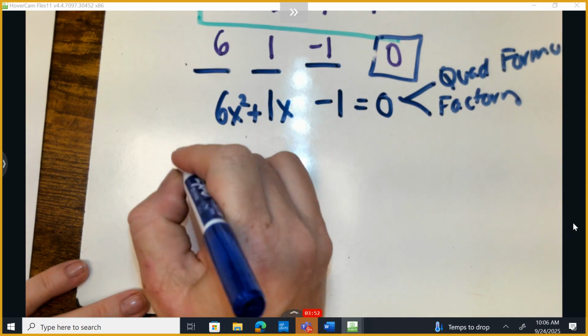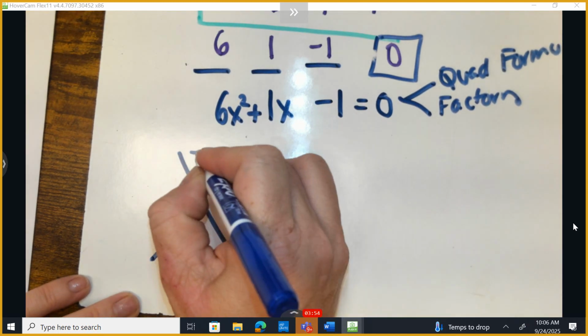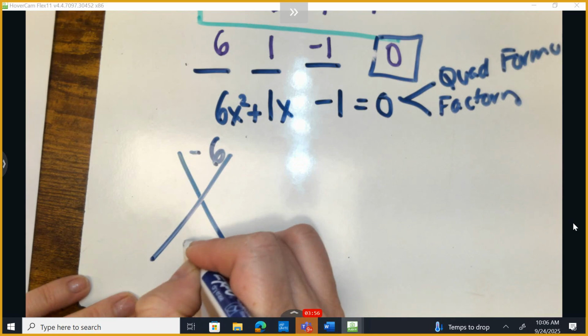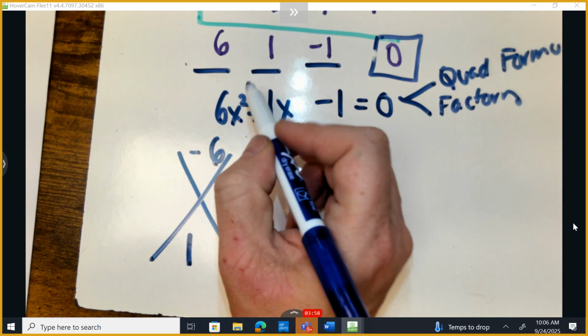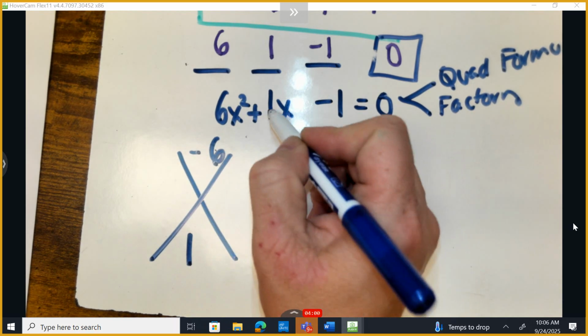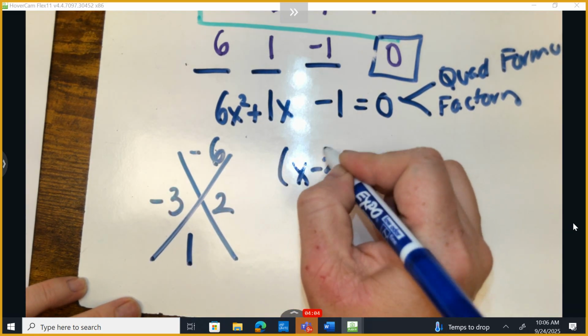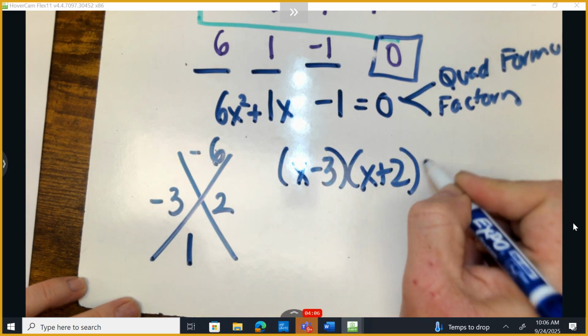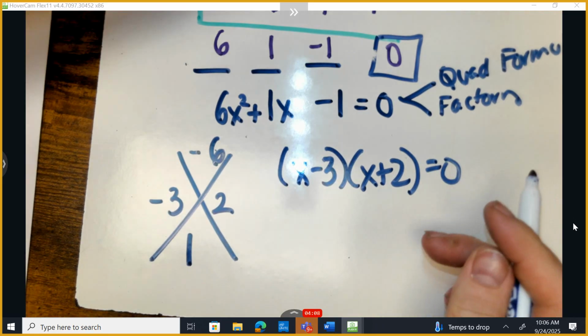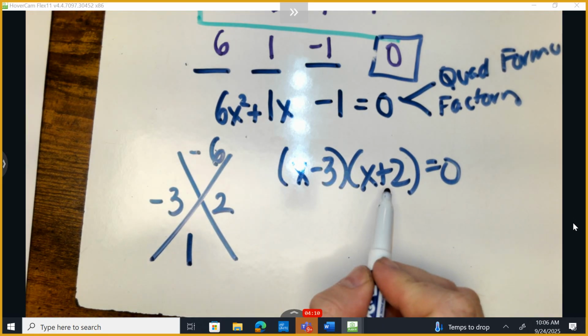Okay, let's see if this is factorable. 6 times negative 1 is negative 6, and the middle term, or the b term, is 1. What multiplies to equal negative 6 and combines to give us 1 would be negative 3 and 2. Here is where a common mistake is made. Students do all this beautiful mathematical work, and then they tell me the answer is 3 and negative 2.